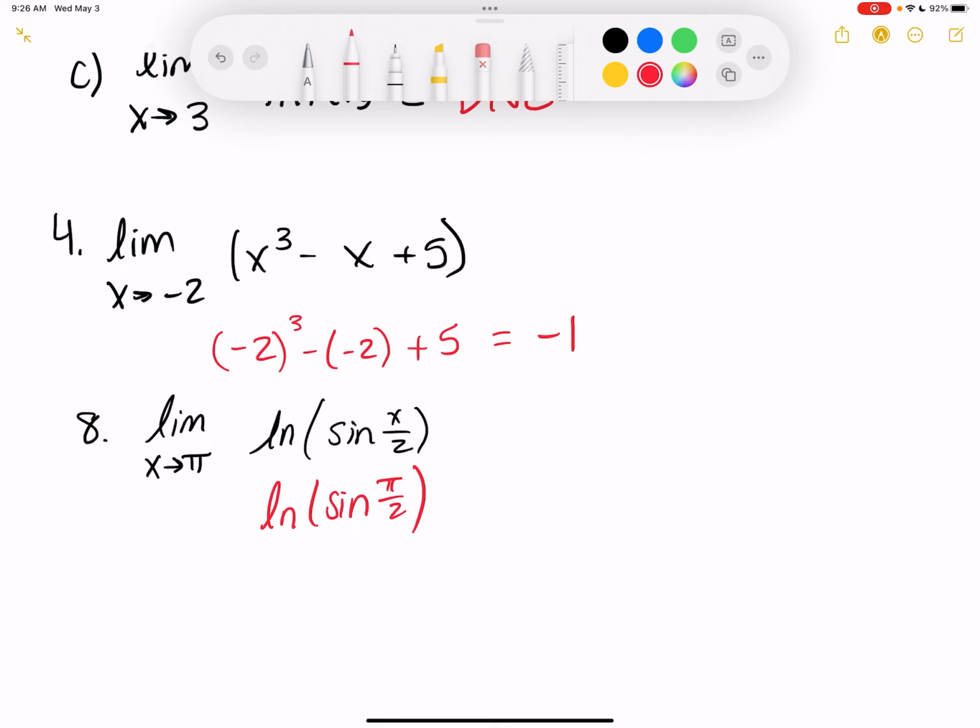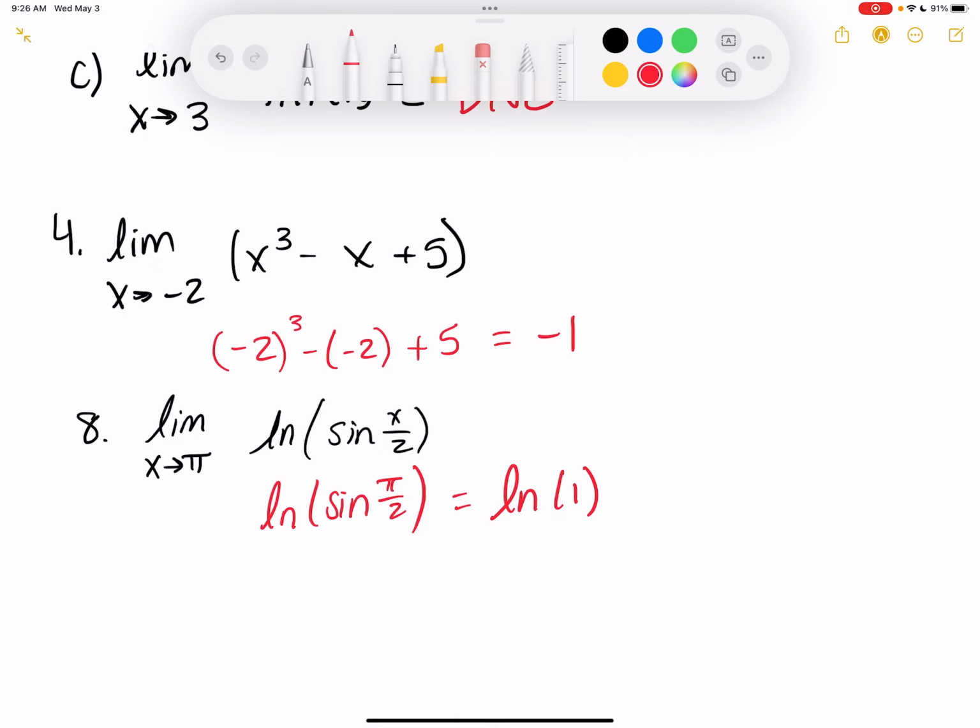I knew it. It's not on an axis. So what's the y value there? The y is 1. So the ln of 1 is what?